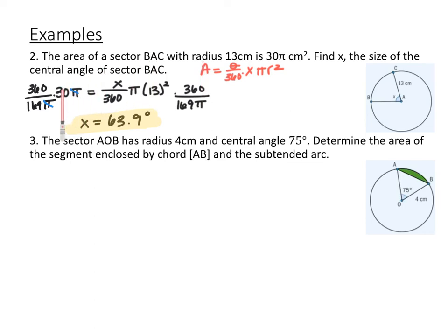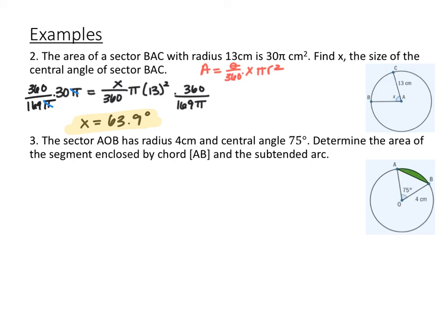So I set that up. 30 pi is equal to x over 360 times pi times 13 squared. And then I multiplied by the reciprocal, so I multiplied by 360 and divided by 169 pi to cancel off everything except for the x. So I did that to both sides. The pi's cancel, and you're left with 63.9 degrees.